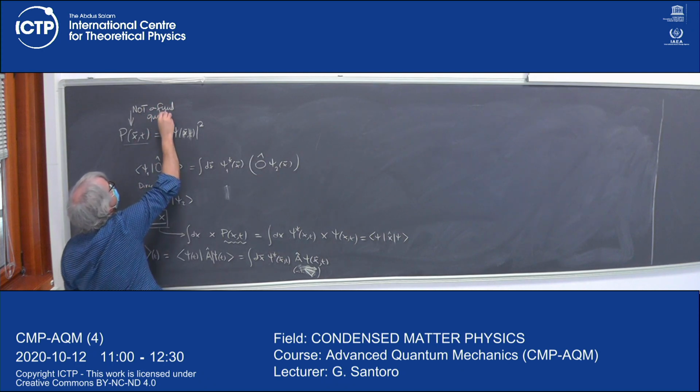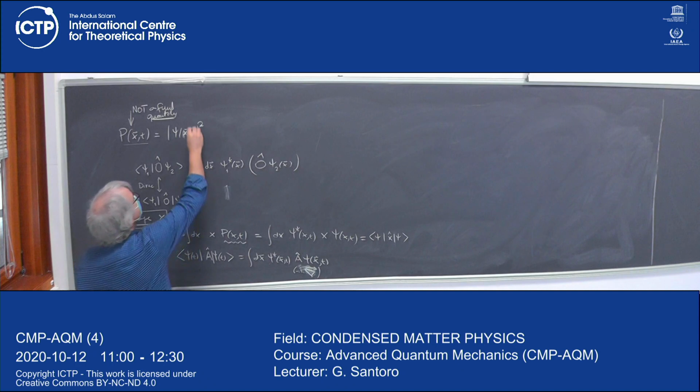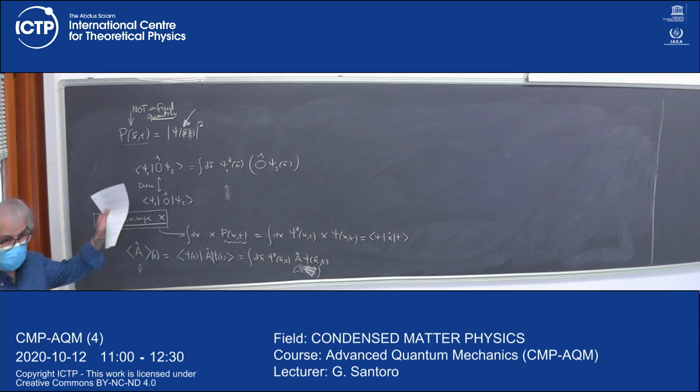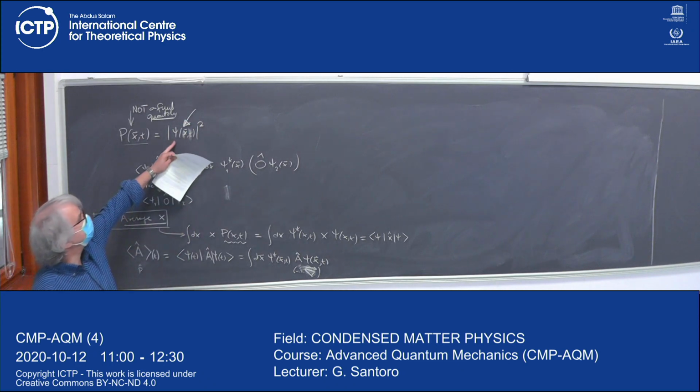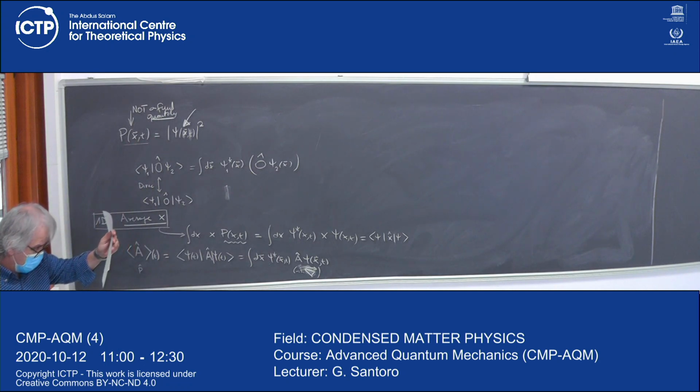So I wouldn't be able to formulate quantum mechanics in terms of P, this classical expectation value, but rather psi is a fundamental quantity. Okay? The Schrödinger equation is an equation for psi, not for P. Good.